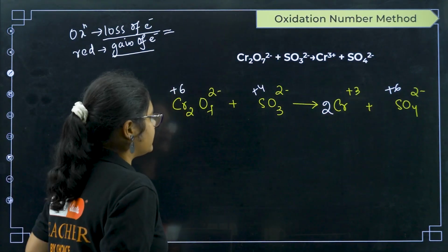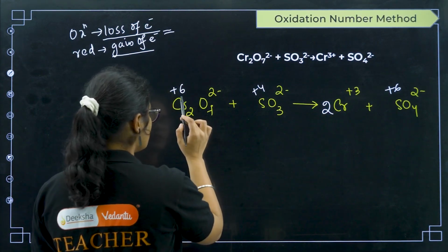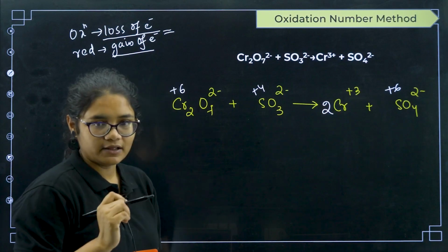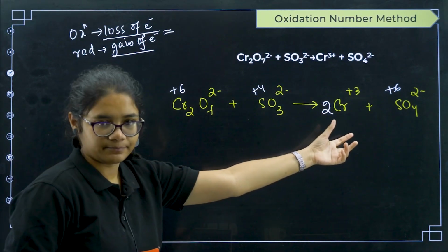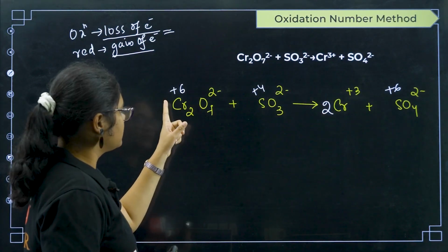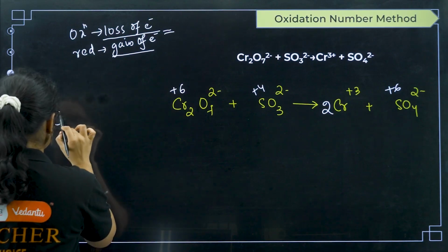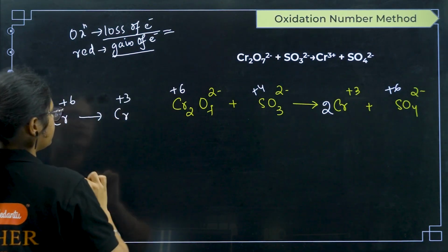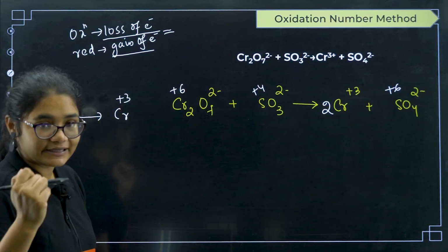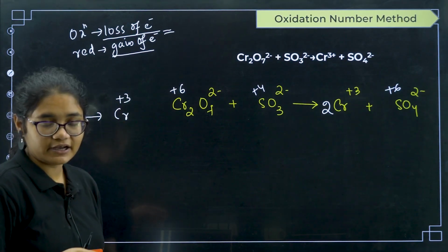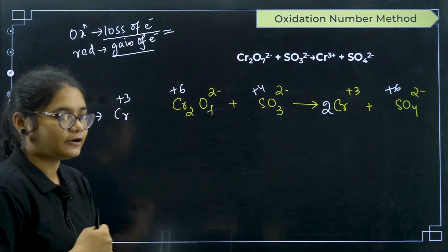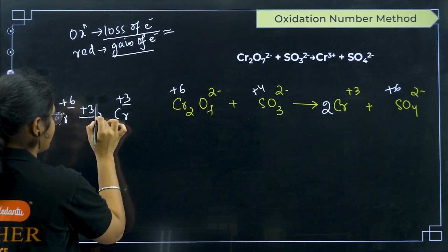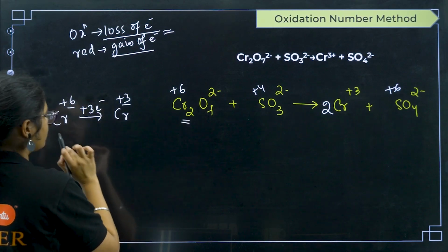Now let us see here. Chromium is going from +6 to +3. Its oxidation number is decreasing, so it is undergoing reduction. Reduction means gain of electrons. So how many electrons will it gain? +6 to +3, so it has gained 3 electrons. But you see, there are 2 chromiums.